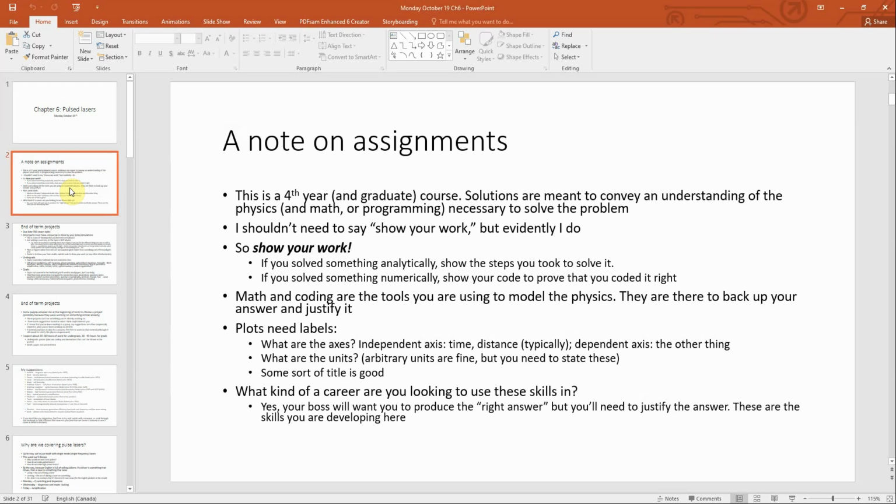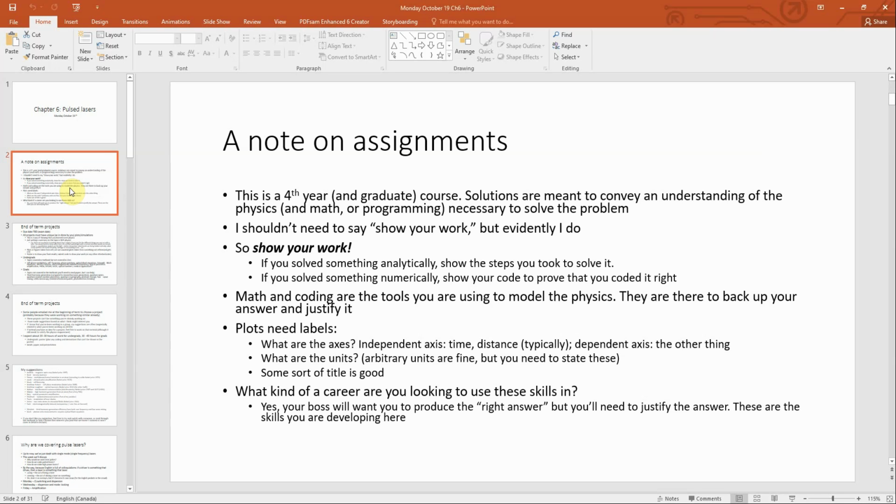Show your work, okay? If you get some answer, you have to justify where that answer comes from. If you solved it analytically, if you have the analytic solution, show the steps that you took to solve it. That makes sense. What did you need to do to get to that answer?